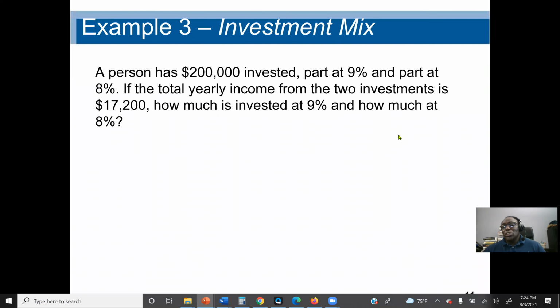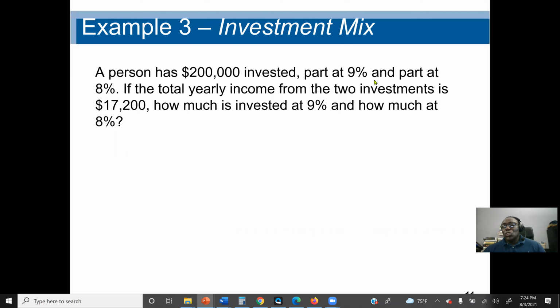So now let's try one more example using elimination. This is an investment problem. A person has 200,000 invested. Part of the 200,000 will get 9% interest, and another part of it will get 8% interest. Now, if the total yearly income from the two investments is 17,200, how much is invested at 9% and how much is invested at 8%?